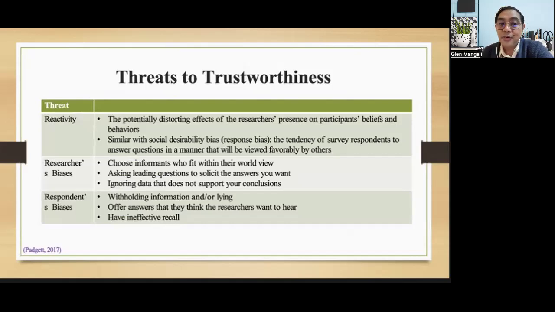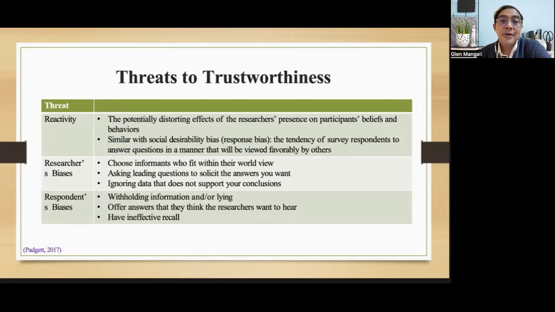So we need to ignore that the data doesn't support your conclusion, or perhaps asking leading questions to solicit the answers that you want, or you are choosing informants who fit within your worldview. And it could be respondents' biases, meaning to say there could be an ineffective recall. Or it could be an answer that they think the researcher wants to hear. Or perhaps some respondents or participants are withholding information or they are lying.